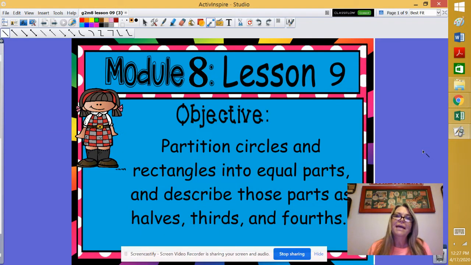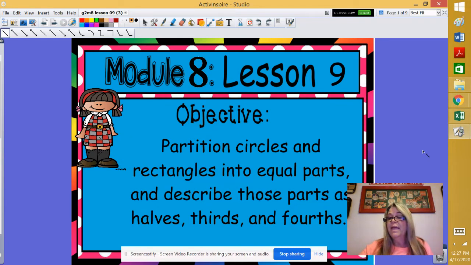Hi guys, today in math we're going to be talking about partitioning. So our objective today is to partition circles and rectangles into equal parts and describe those parts as halves, thirds, or fourths. Today we're going to focus on halves.